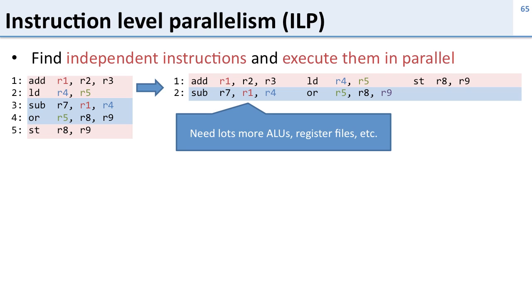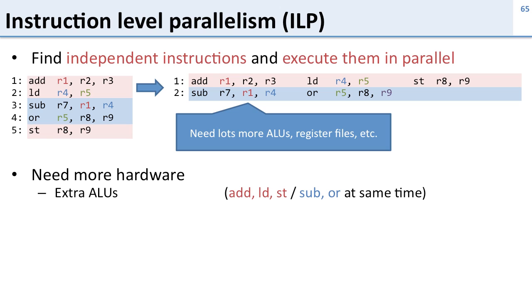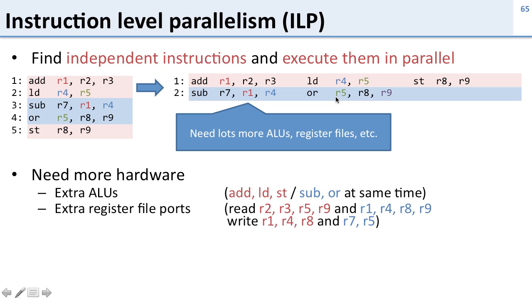So to do this, we need a lot more ALUs, register files, etc. In fact, we need extra ALUs, so we can do an add, a load, and a store at the same time, that is these first 3 instructions, and be able to do a subtraction and an OR at the same time. We need a bunch of extra register ports. So we've got 2 reads here, a read over here, and 2 reads over here, and then we've got 2 writes at the same time. And down here we have a lot of reads and writes at the same time.